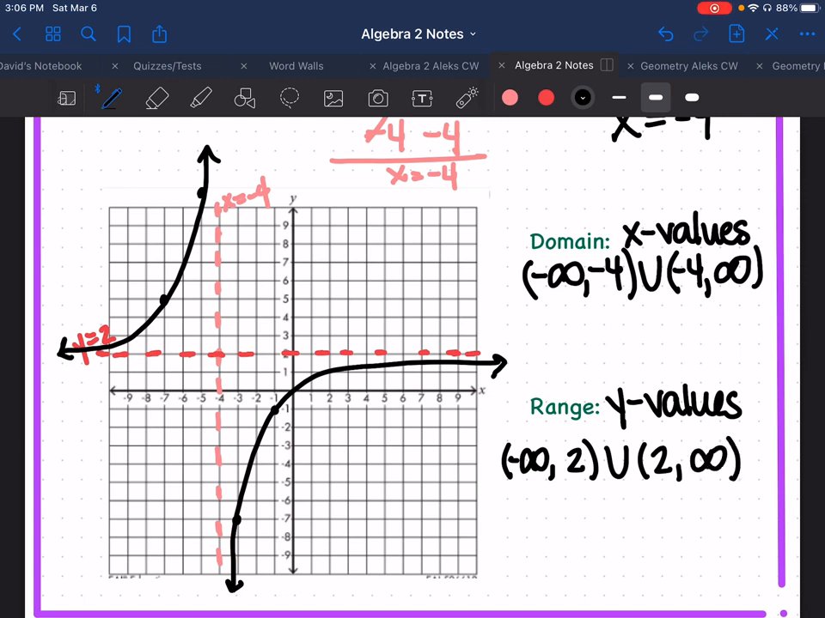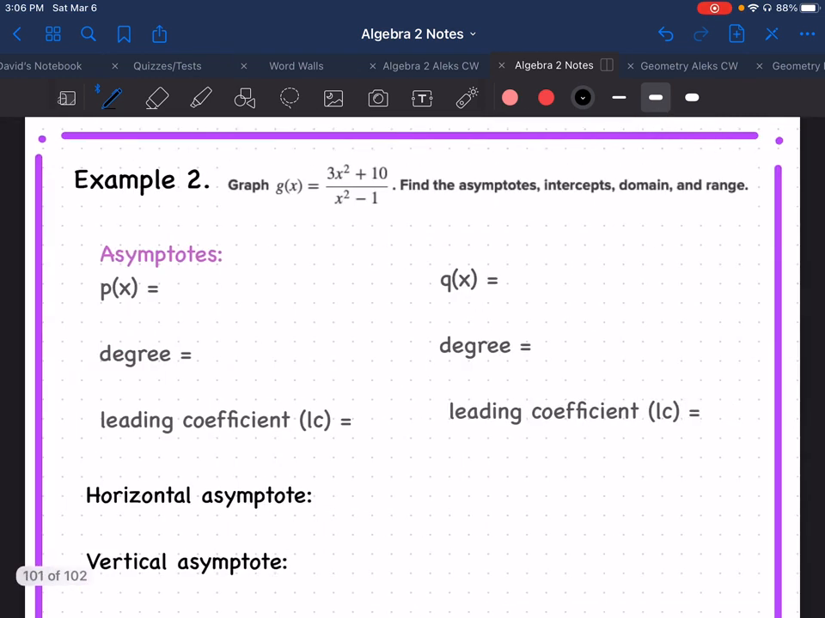Let's take a look at another example. Let's go ahead now and graph the function g of x equals 3x squared plus 10 over x squared minus 1. We're once again going to find our asymptotes, our intercepts, our domain and range. We're going to start the same way by writing down both p of x and q of x. The nice thing about this one is it's already in standard form for you, so you're not going to have to really worry.